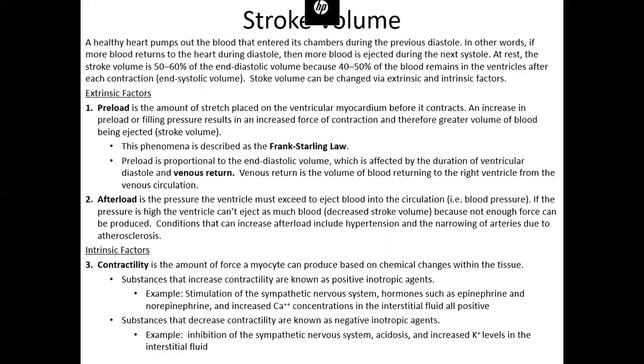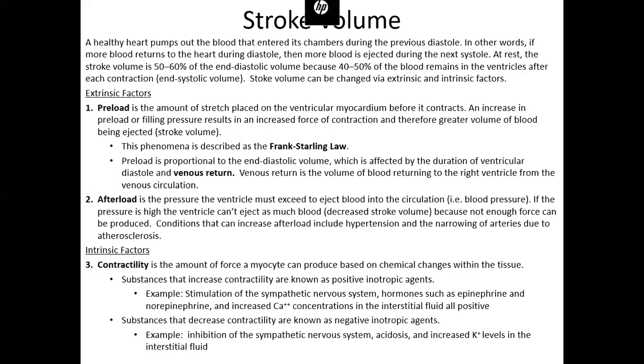In other words, afterload has an inverse relationship to stroke volume. Any increase in afterload causes a decrease in stroke volume. Things that cause afterload to go up would be hypertension, which is a fancy word for high blood pressure, and narrowing of your arteries due to atherosclerosis, which is fatty plaque that builds up in the arteries, and that a lot of times causes hypertension.